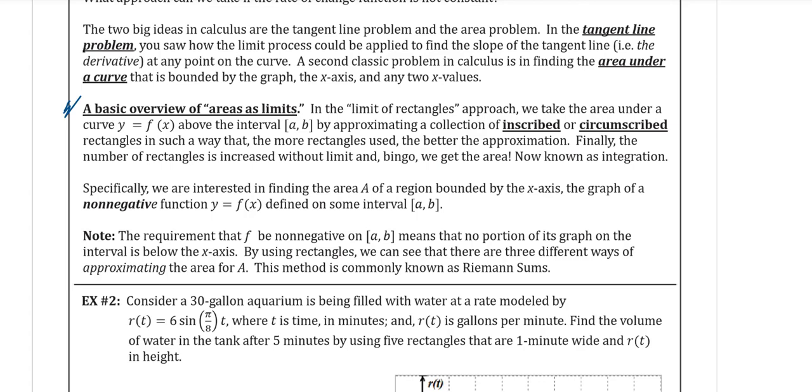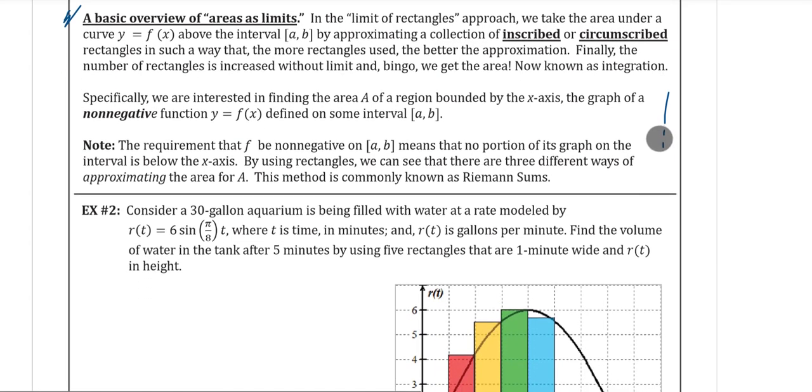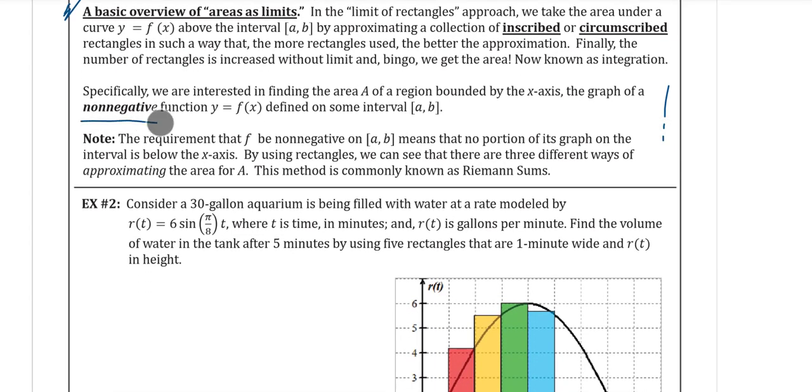And then what we do is if we make them thinner and thinner, and we take the limit of that sum as we make an infinite number of rectangles, they're going to fit perfectly under that curve, and we'll have the exact area. Now that terminology is known as integration. So the things we're going to be specific about as we start this is the idea that f is a non-negative function. That's important, and it's going to be bounded by the x-axis, and we have a defined interval.